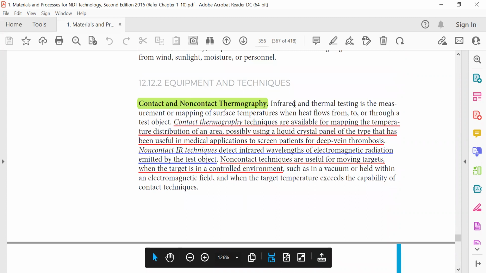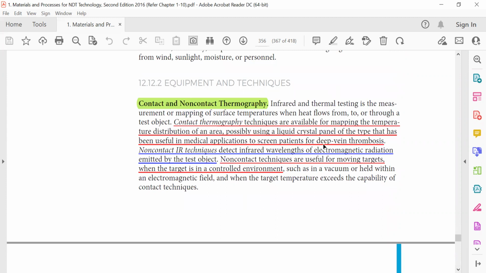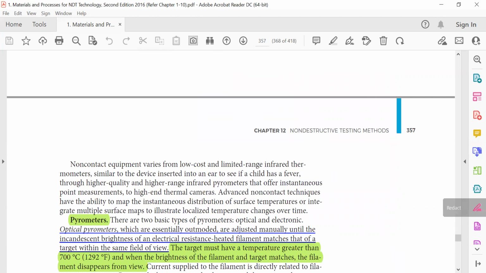Contact and non-contact thermography. Contact thermography techniques are available for mapping the temperature distribution of an area, possibly using the liquid crystal panel type that has been useful in medical appliances to screen patients for deep vein thrombosis. Non-contact IR techniques detect infrared wavelength or electromagnetic radiation emitted by the test object. Non-contact techniques are useful for moving targets when the target is in a controlled environment. Pyrometers.